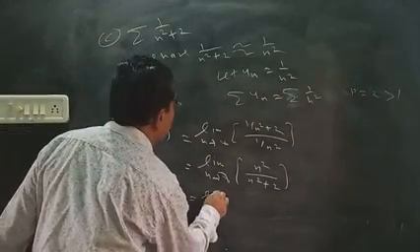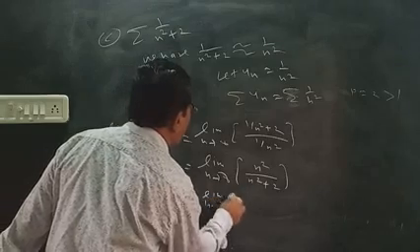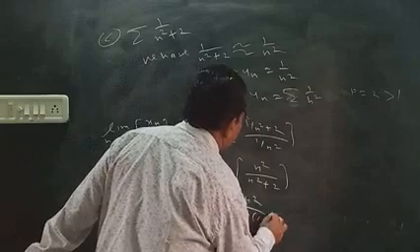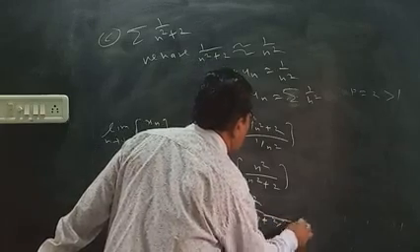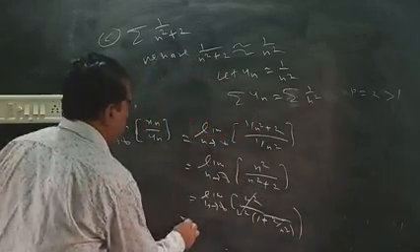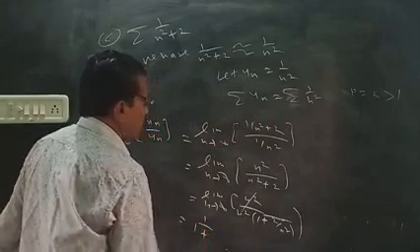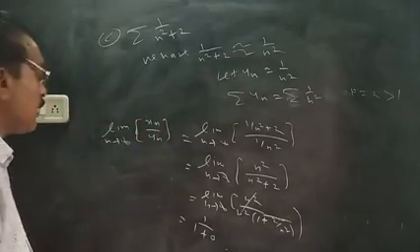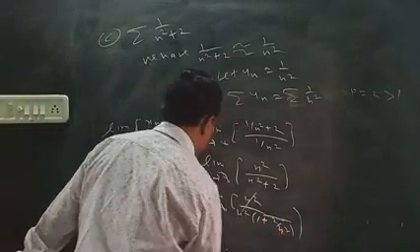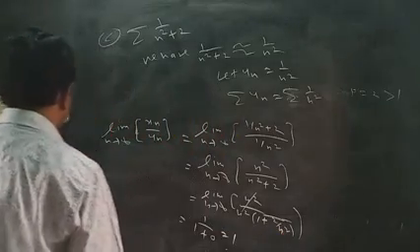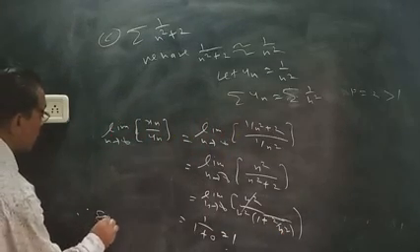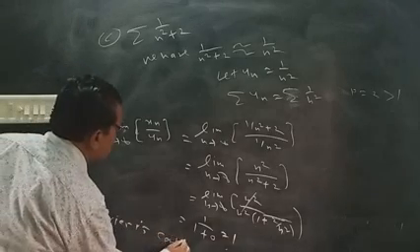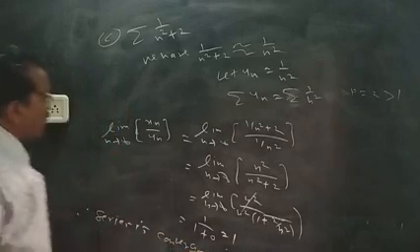Now same technique: take the highest power, n square, common from the denominator. So this cancels, and the limit is 1 upon 1 plus 2 by n, as n tends to infinity, 2 by infinity is 0. So the limit exists. Therefore the series is convergent. So if the limit exists, it converges; if it does not exist, it diverges.